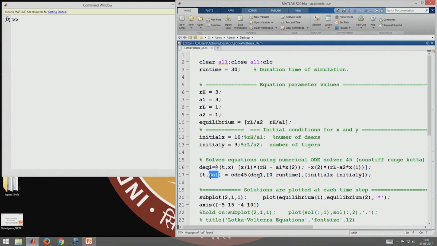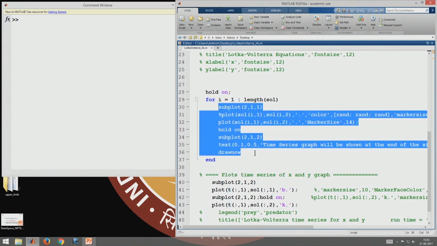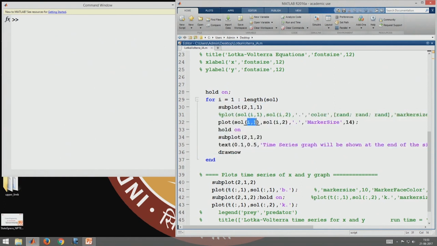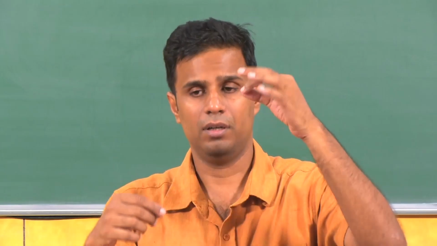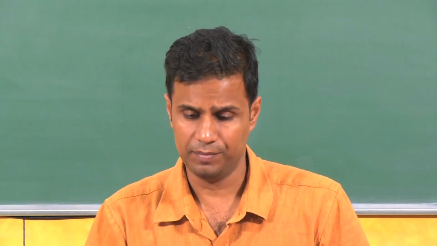So, the solution basically will have two columns. The first column will be the number of deers as a function of time, the second column will be the number of tigers as a function of time, that will be the solution. T is of course the time vector which is returned by ODE45, it is an internal MATLAB function. Okay, so now this small piece of code takes each value of my solution, each population of tiger, each population of deer, and plots it on the graph. Then it holds the graph, moves to the next value of the tiger population, deer population, again plots it, and so on. It is basically an iterative process.